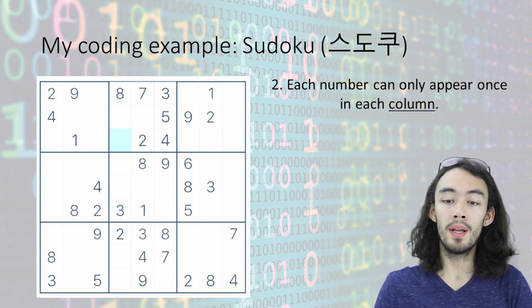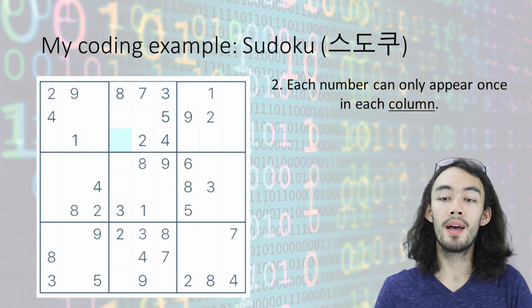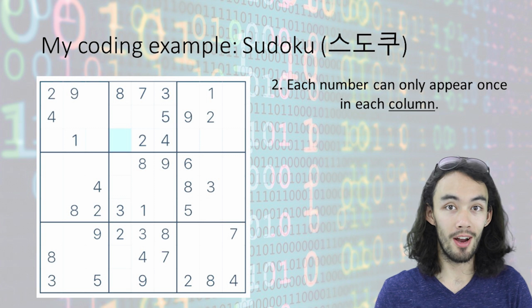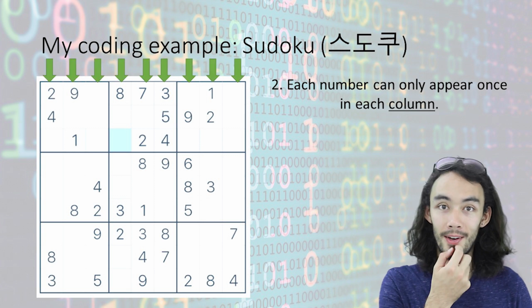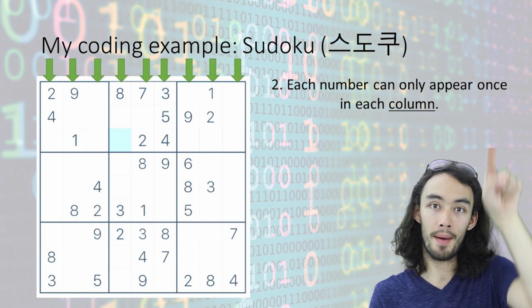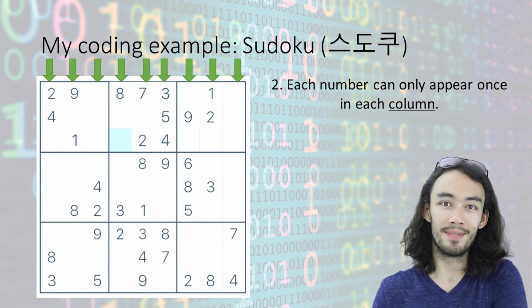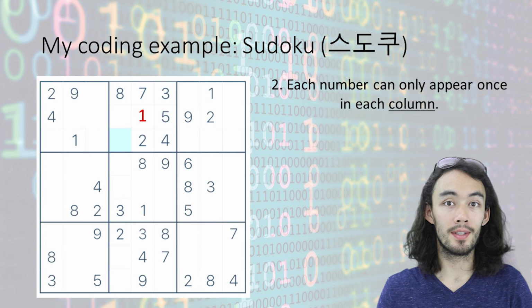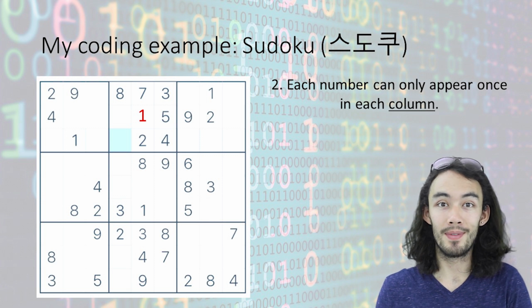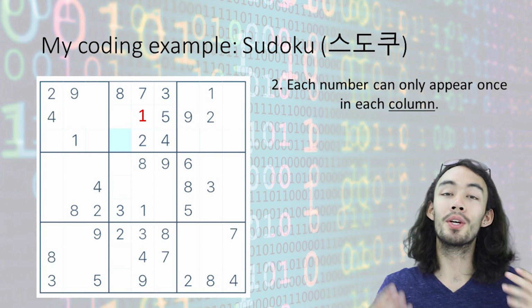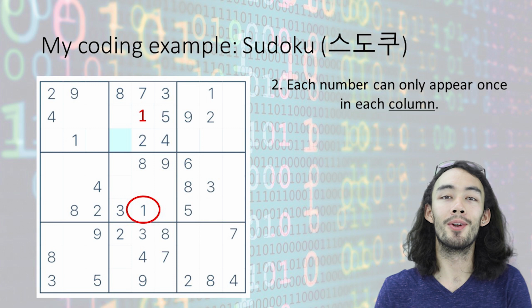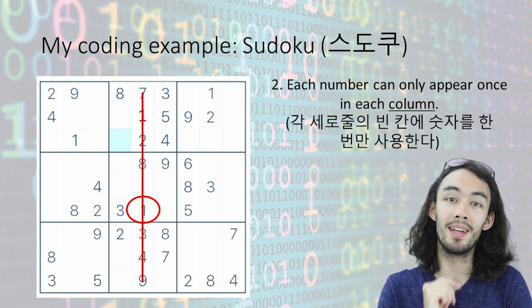The next rule is each number can only appear once in each column. These are the columns. The columns run up and down. So I want to put a 1 in this spot. Do you think I can do it? Well, no, because there is another 1 in the same column, and each number can only appear once in each column.